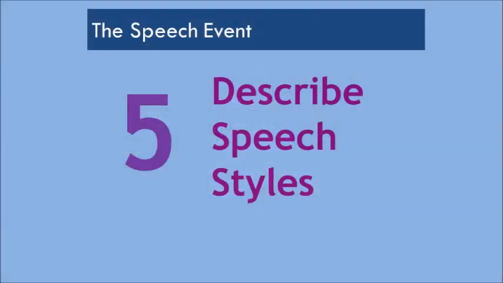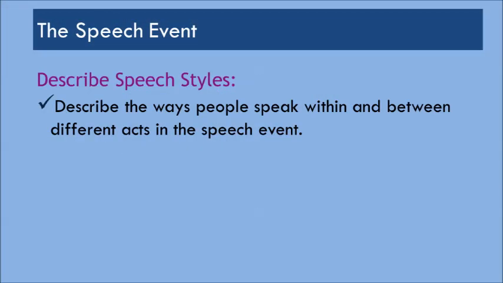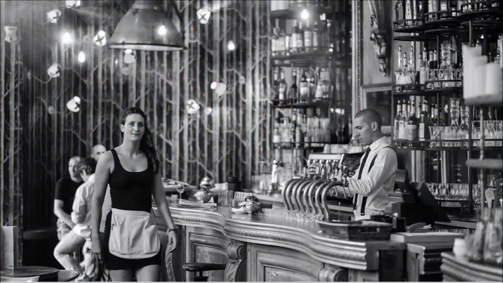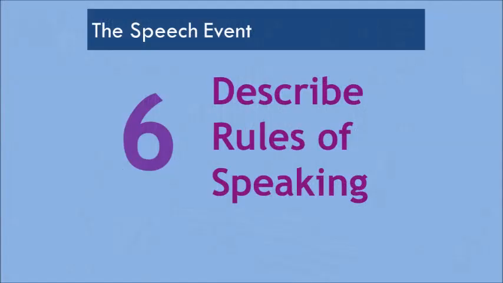Step 5. Describe the speech style. That is, describe the ways that people speak within and between different acts in the speech event. How do their speech styles vary? It's not just the sequence of speech acts that reveals the meanings of the speech events, but the styles in which they're spoken. In Brady's Bar, men ask for drinks that they neither want nor expect. The drinks are a joke, and the waitress's ability to recognize this is part of the gender game that's being played out.